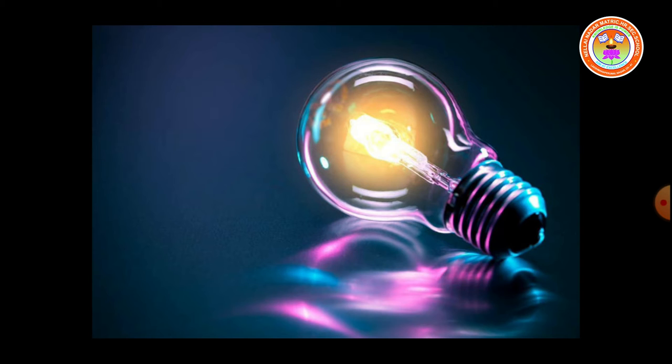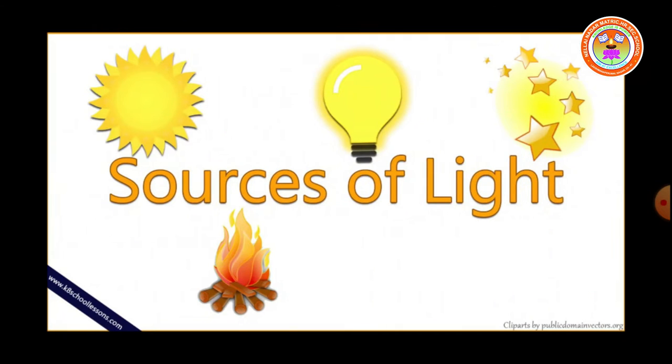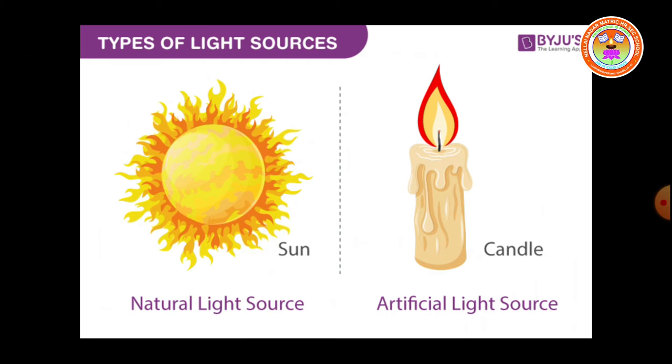Light can be detected by the human eye. We all know that light is essential for vision. Let us see more about light in this chapter. Sources of light. Objects which are able to emit light are known as light sources. Light rays can come from different sources. There are two types of sources of light: natural source of light and artificial source of light.